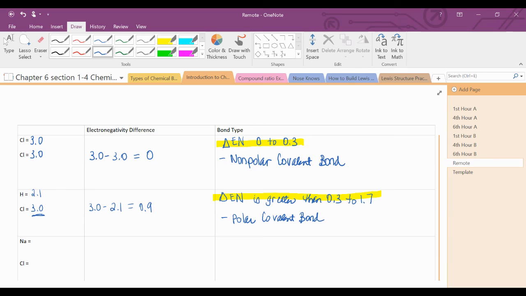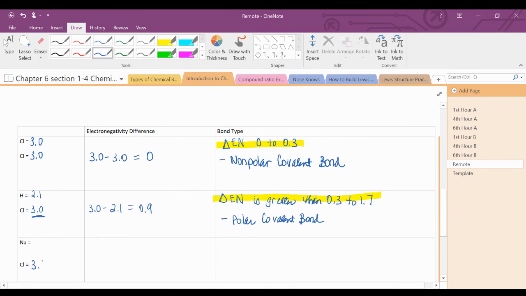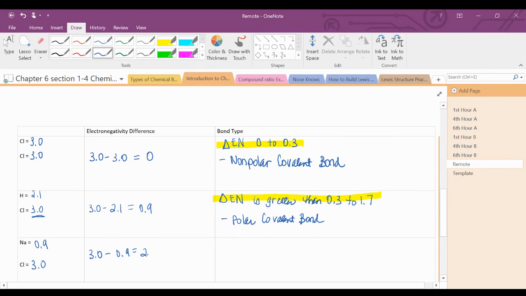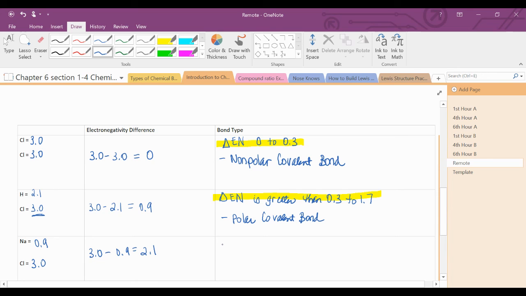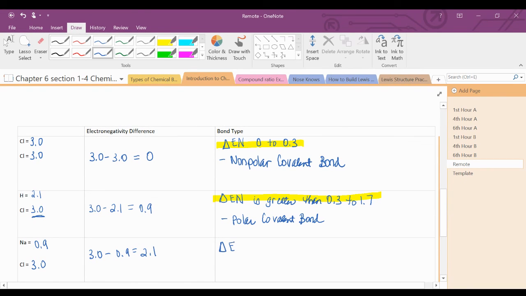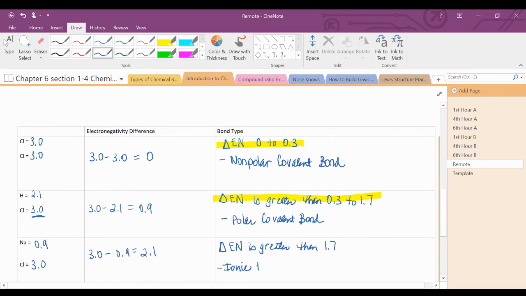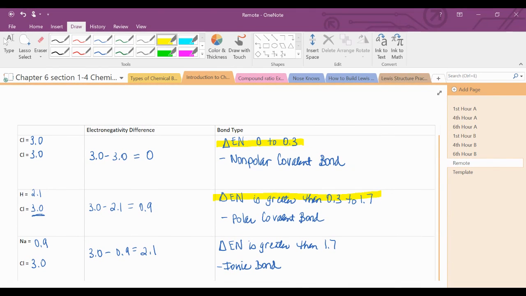All right, the last one is between sodium and chlorine. So again, we know chlorine is 3.0. We're going to look up sodium in the table, and we get 0.9. We are going to subtract, again, always the smaller from the larger. So in this category, if the electronegativity difference is greater than 1.7, then this is going to be an ionic bond. So again, we're responsible for knowing electronegativity ranges for each bond type.